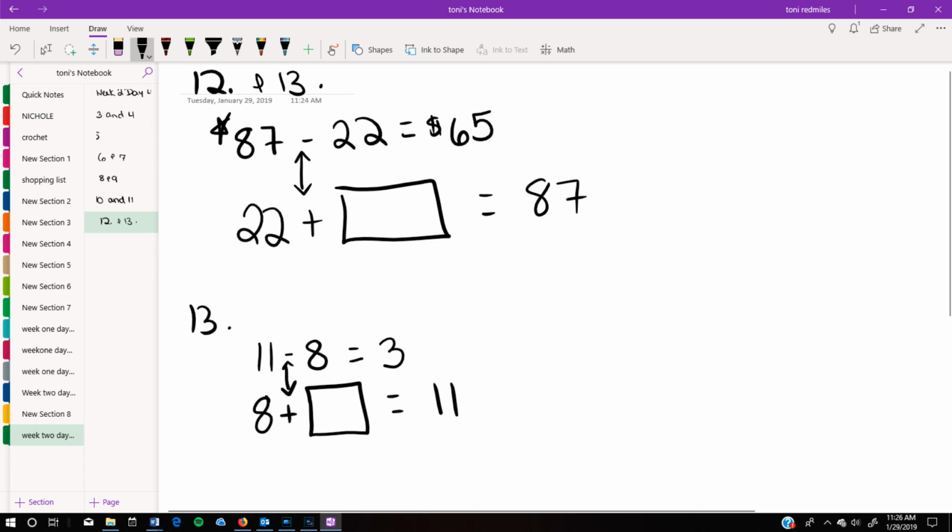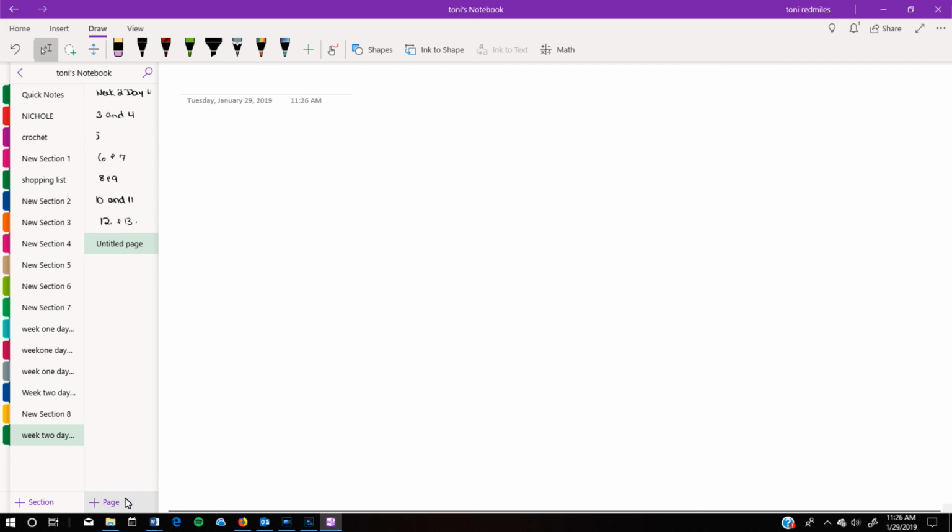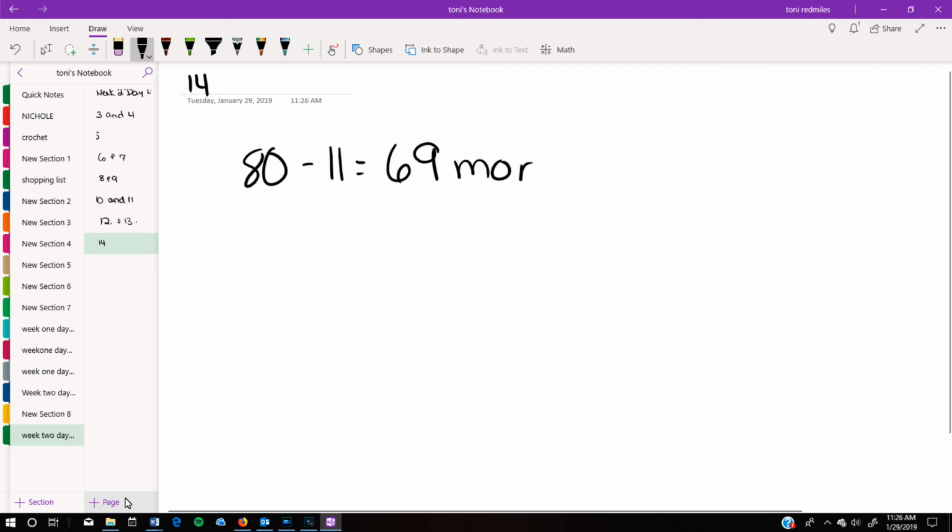All right, let's look at the last one. There are 11 dogwood trees currently in the park. Park workers will plant more dogwood trees today. When the workers are finished, there will be 80 dogwood trees in the park. How many dogwood trees did the workers plant? Well, we know there will be 80, and currently there's 11. It's asking us to subtract to find the difference in these two. So it's going to be 69 more trees.